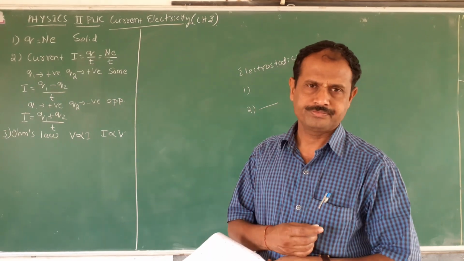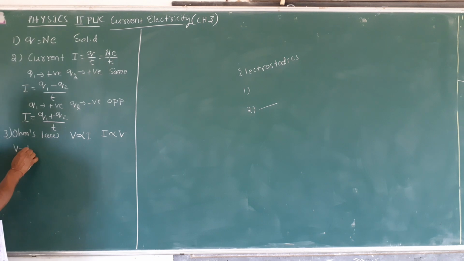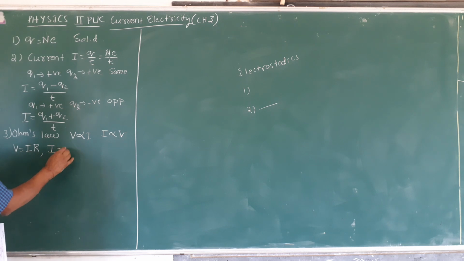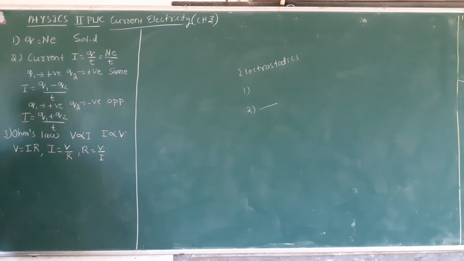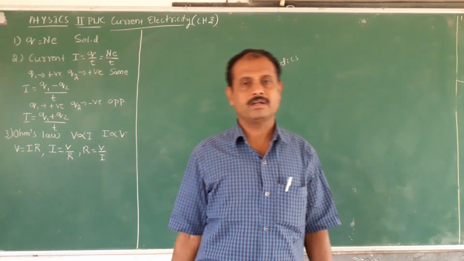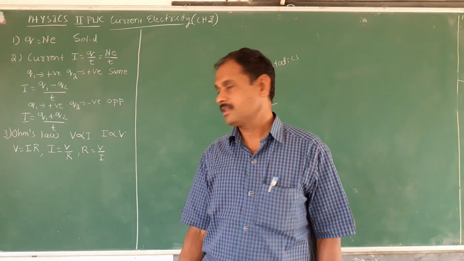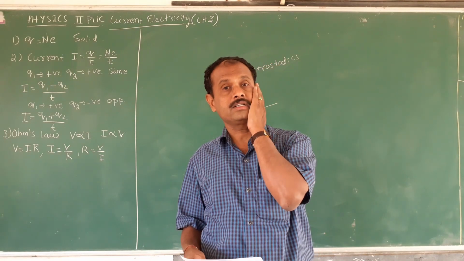The Ohm's law: V is equal to IR. This is the Ohm's law equation. I is equal to V divided by R, and R is equal to V by I. What is V here? Potential difference across the ends of the conductor. What is I? Strength of the current. What is R here? R is nothing but electrical resistance.